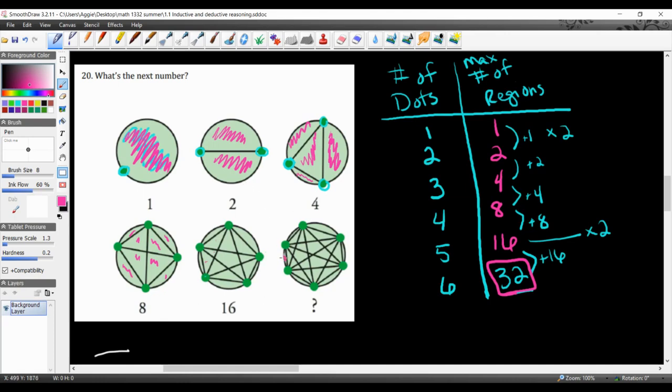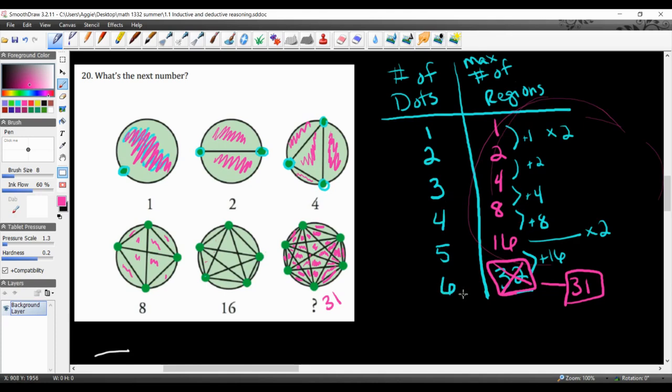So let's see, we have 1, 2, 3, 4, 5, 6, 7, 8, 9, 10, 11, 12, 13, 14, 15, 16, 17, 18, 19, 20, 21, 22, 23, 24, 25, 26, 27, 28, 29, 30, and 31. So this in fact is not 32, but 31, which shows that our conjecture of this being 32, based on the information that we had here, was not necessarily true.